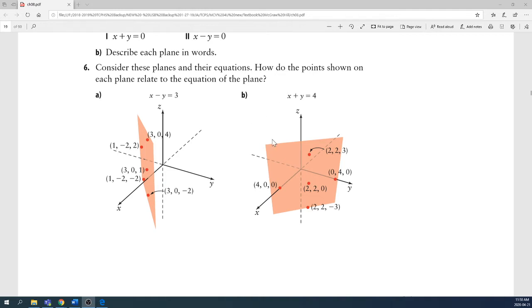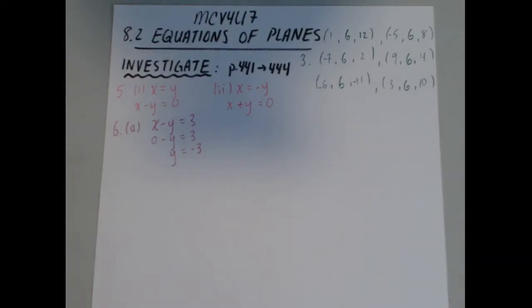So what I really want you to get out of this investigation is just how plane equations can be formed. How do the planes look? And how do you visualize them in 3-dimensional space? So try to visualize them as pieces of paper, but just remember that they extend infinitely in all directions. So we're going to go back to our formal lesson now. We're going to try our first example.